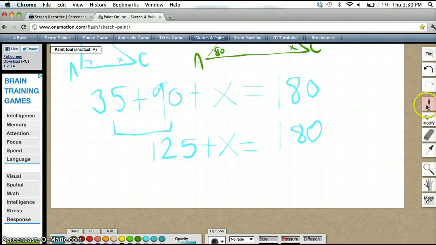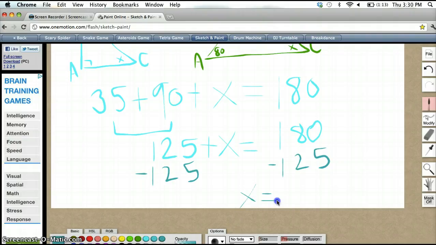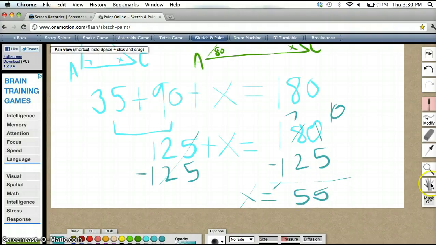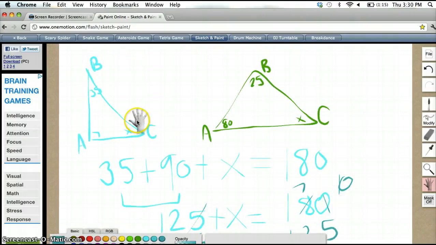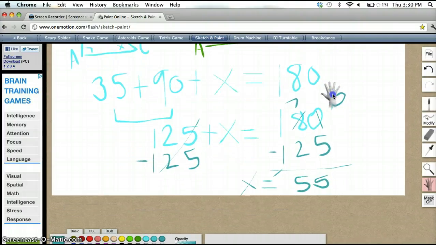And then we will subtract 125 from both sides and do all of the algebra stuff that we love so much. The result will be x is equal to 55. So that means that the third angle, angle C here, has to equal 55 degrees.